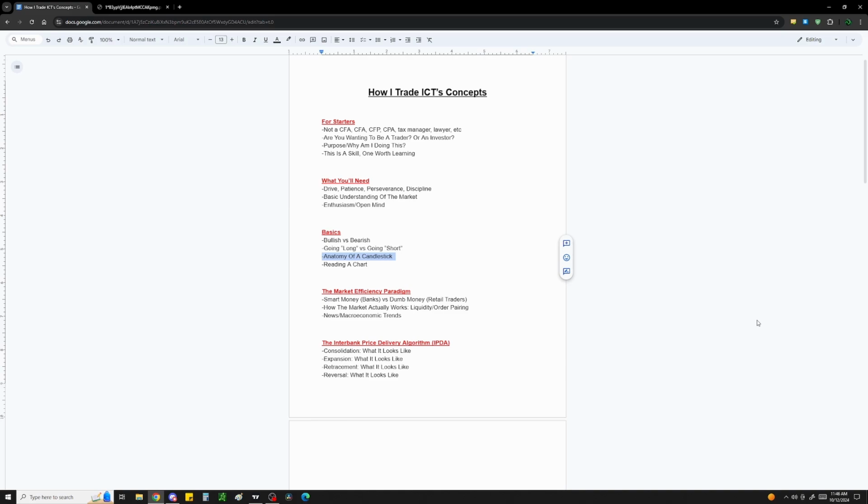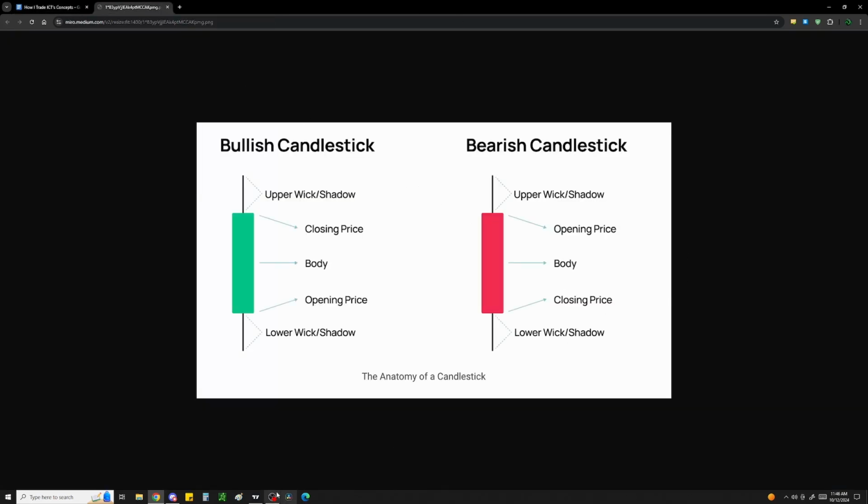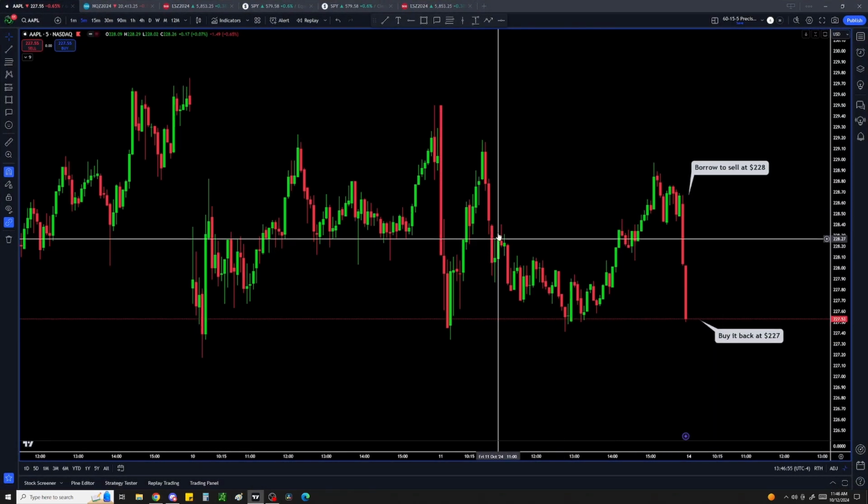Moving on to the anatomy of a candlestick. This is the most bare bones basic framework that you're going to need to learn moving forward in this course, or even just to read a chart. Now, what is the anatomy of a candlestick? A lot of you have probably seen what a chart looks like, right?